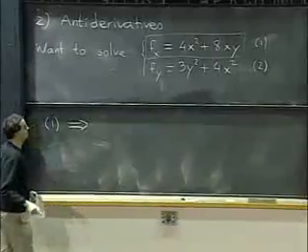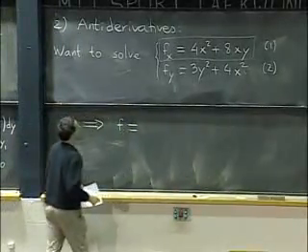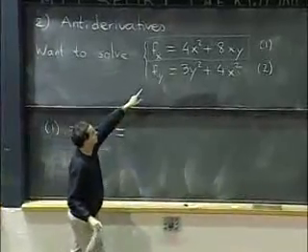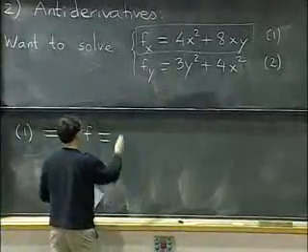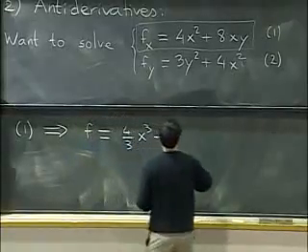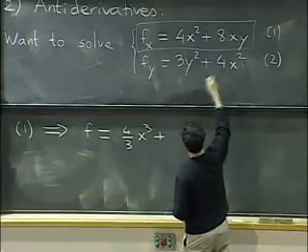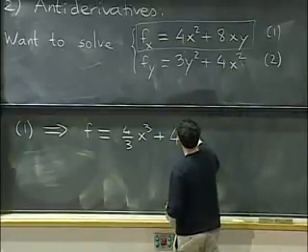And let's integrate with respect to x. Well, it tells us that f should be, okay, so what do I get when I integrate this with respect to x? I get 4/3 x cubed plus, when I integrate 8xy, y is just a constant, so I will get 4x squared y.